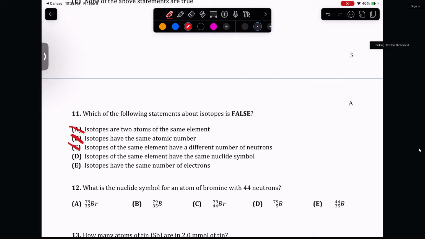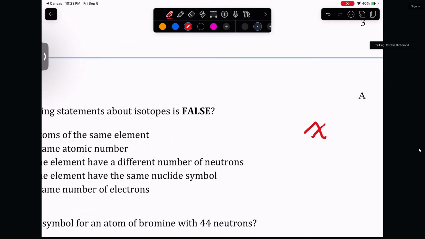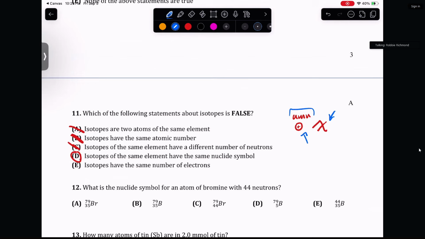Answer choice D, isotopes of the same element have the same nuclide symbol. That is false. Remember, nuclide symbol, this is going to be AMU and number of protons. So these two components, the symbol and the amount of protons, are going to stay consistent. However, the AMU is composed of both protons and neutrons, and since the isotopes have different amounts of neutrons, that mass number is not going to be consistent. So they would have different nuclide symbols. In E, isotopes have the same number of electrons. That will be true.